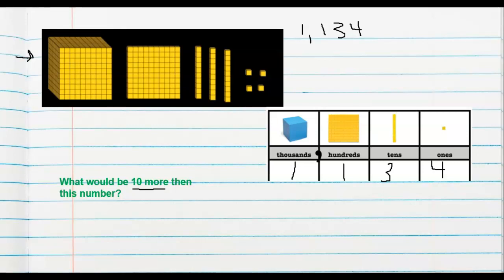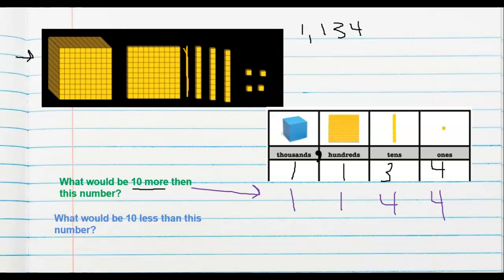What would happen if I wanted to make it 10 more? What would the number change to if it was 10 more? Well, that means I would add a 10 block, right? What would I add the 10 block to? The tens, correct? So if I had a 10 block right here, what would the number change to? What's the new number? Let's look at it. It's 1,144, right? Because that is 10 more. We added 1 to our tens, right?